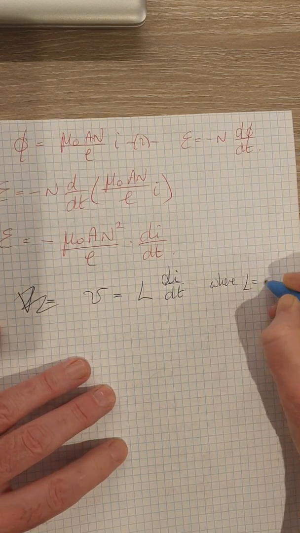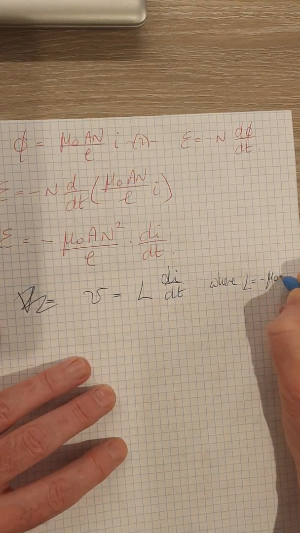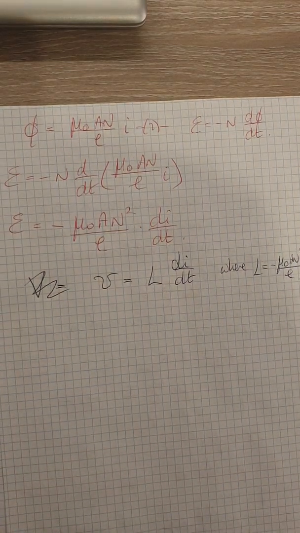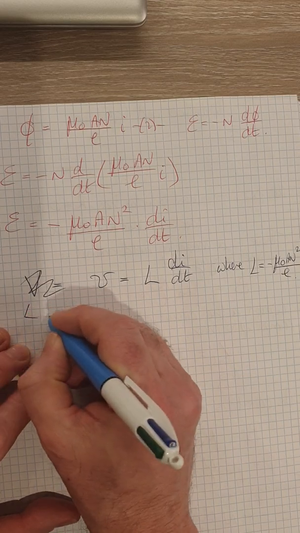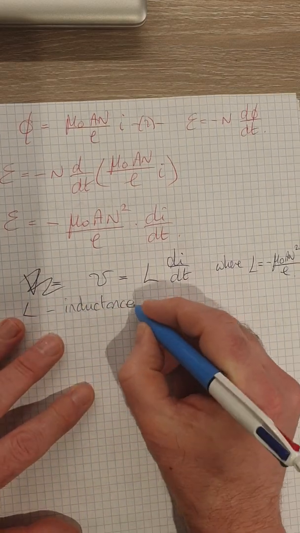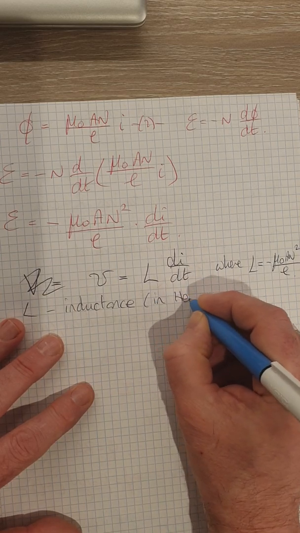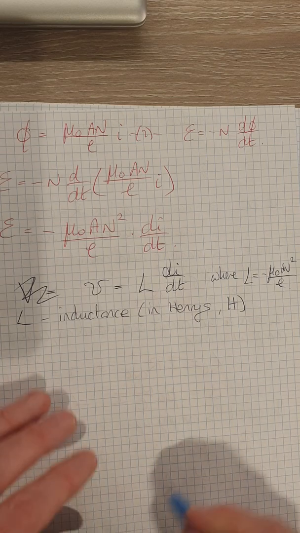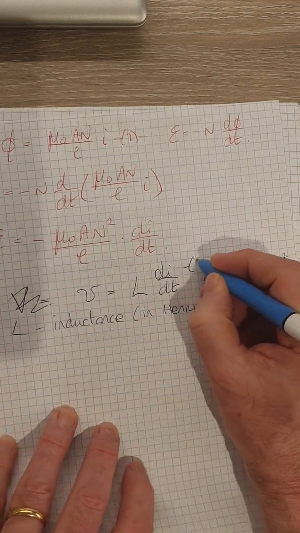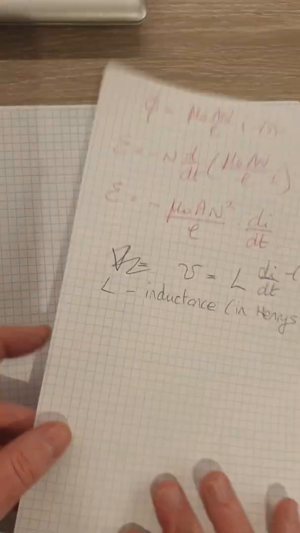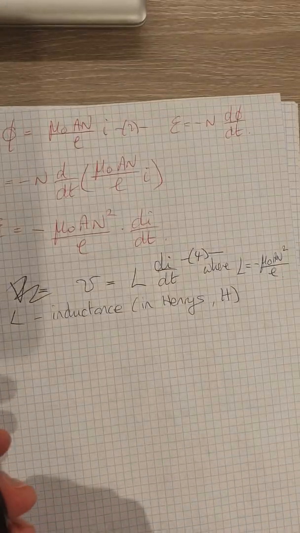L is equal to minus mu naught A N squared over l. Okay, this term L is known as the inductance, and it's measured in units of Henrys, H. Okay, and this is going to be equation 4.